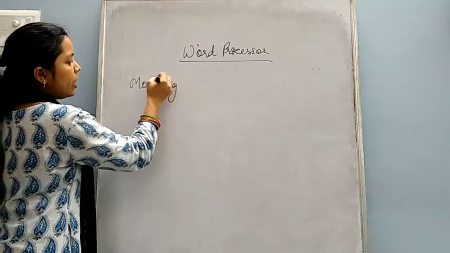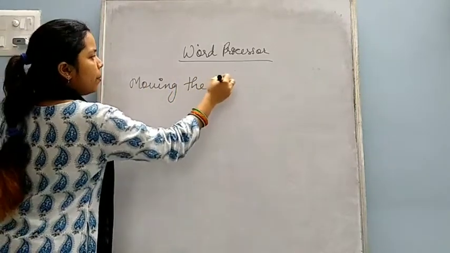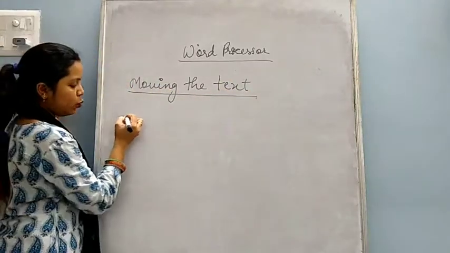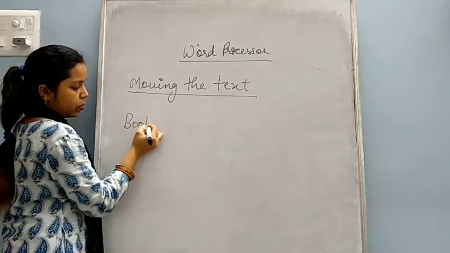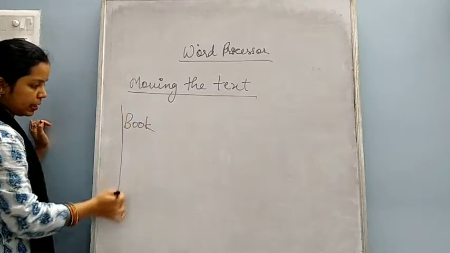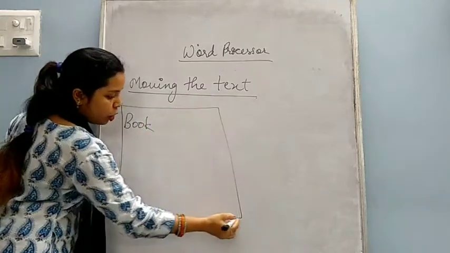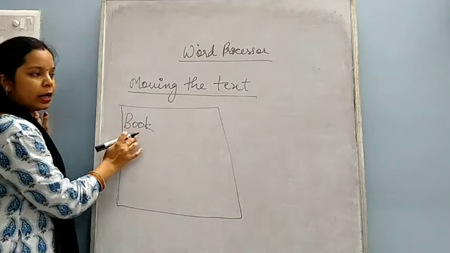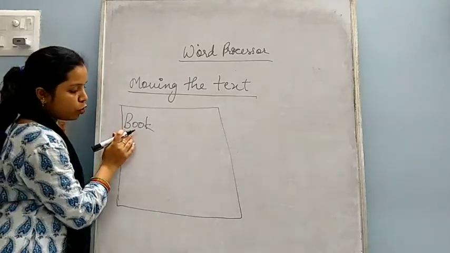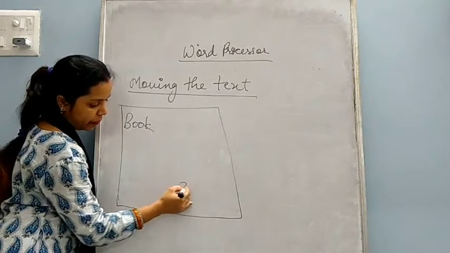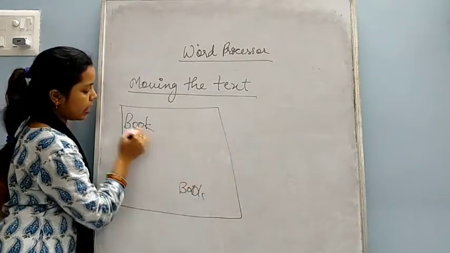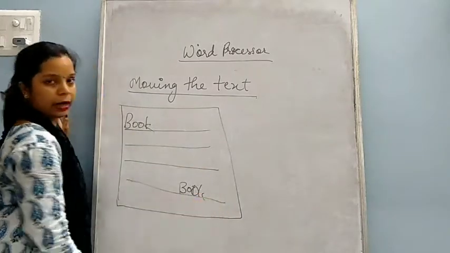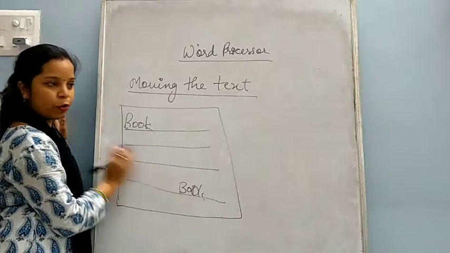Now how will you move the text? Moving means, now what is moving? Suppose I have written one word here. This is your page. Page is called document in MS Word. I have written a word here. Now you want to move this word at this place. This is the first line, this is second line, this is third line, this is fourth line. Now you want to write this word in the fourth line.